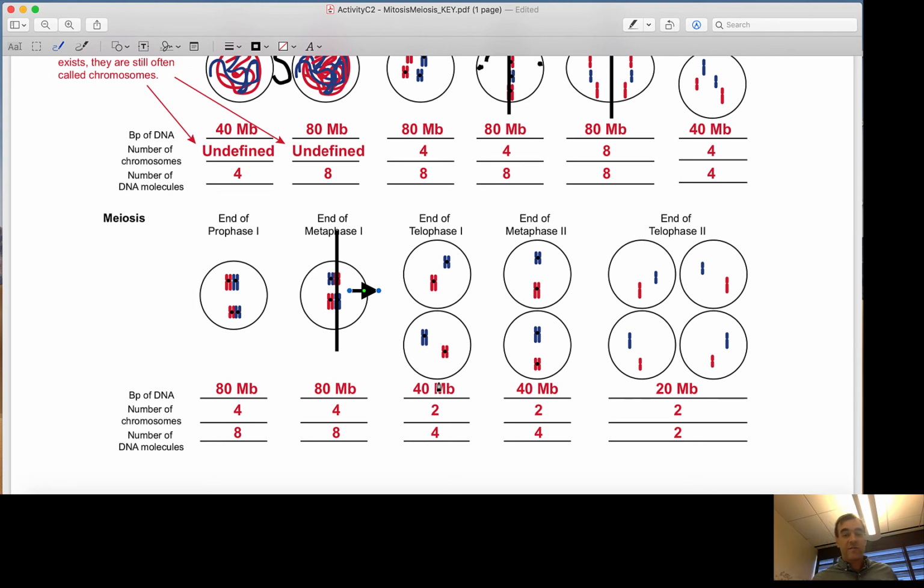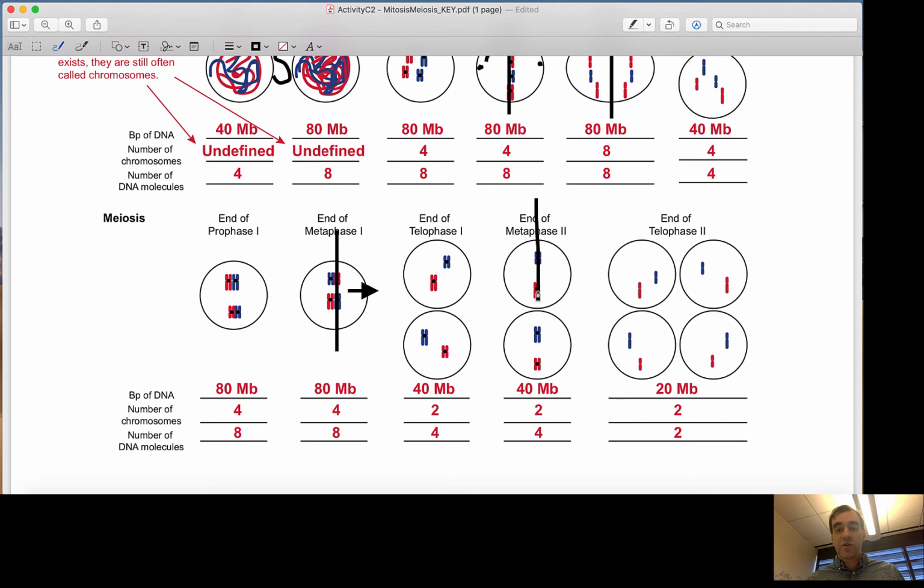And so we've halved the base pairs, so 80 to 40. We've also halved the number of chromosomes because we've divided the chromosomes into different cells. So the splitting hasn't actually occurred. Another thing to remember is that even though there's physical contacts between the tetrads, we don't say that the tetrad is a single chromosome. There's 2 chromosomes in a tetrad. It's a little bit confusing, I know, but it's the way it is. And then the DNA molecules are halved as well.